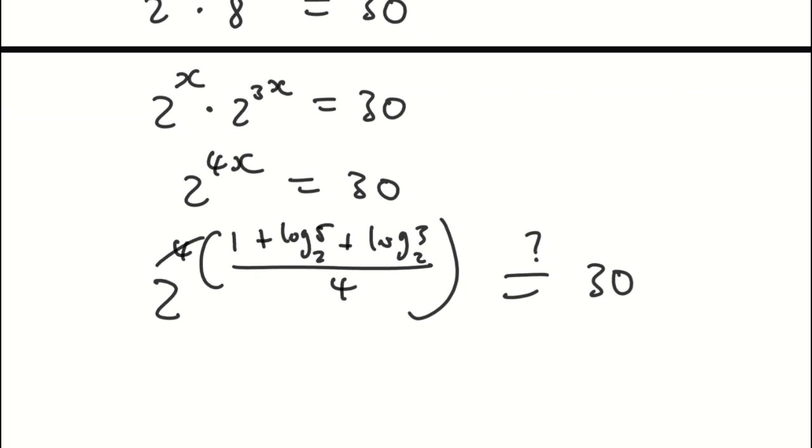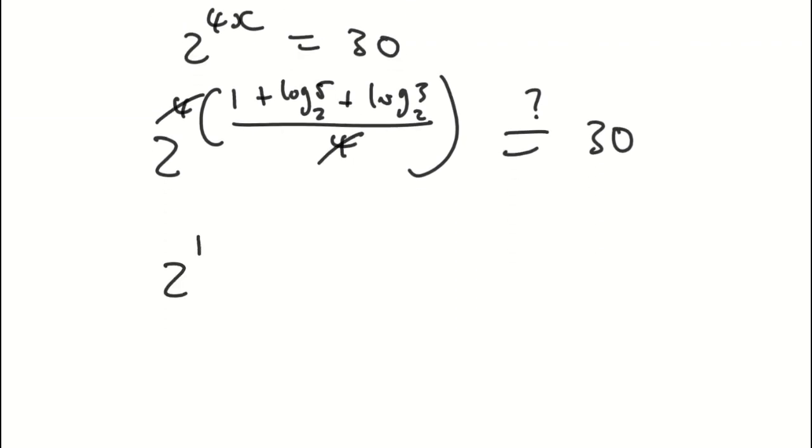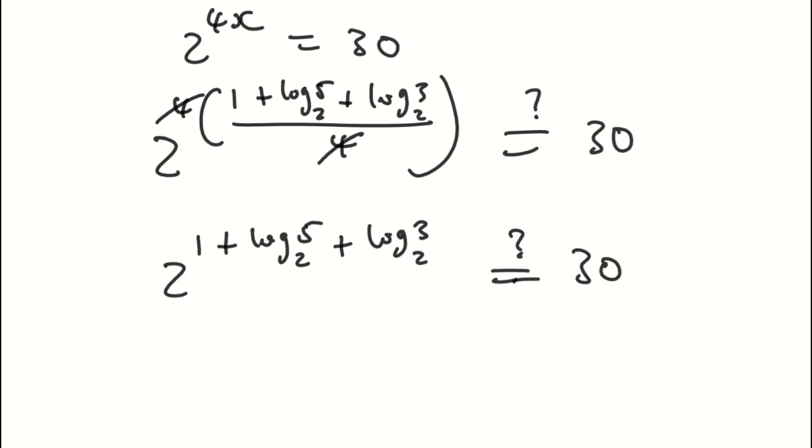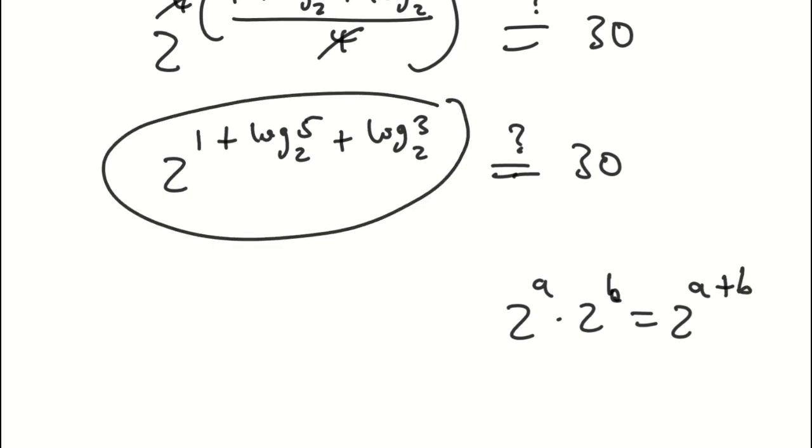Now 4, we cancel 4, and then I just have 2 raised to power 1 plus log 5 base 2 plus log 3 base 2. Let's see if this will give us 30 on the right hand side. Now, from one of the laws of indices, you know, if you have 2 raised to power a times 2 raised to power b, this can become 2 raised to power a plus b. So if you check, this and this have the same form.